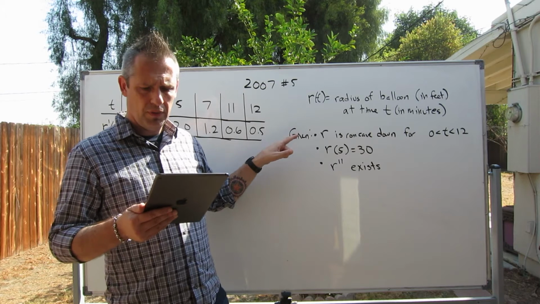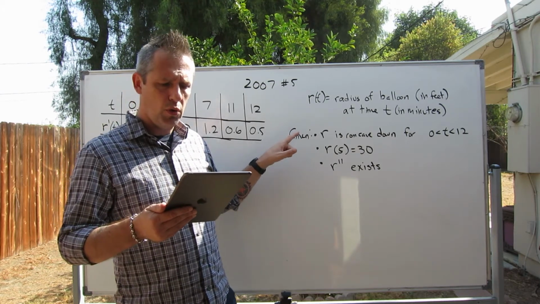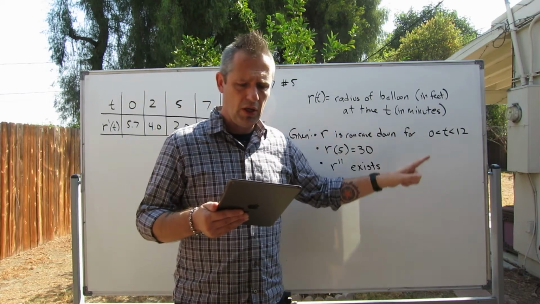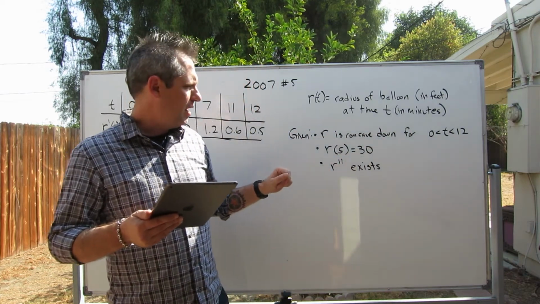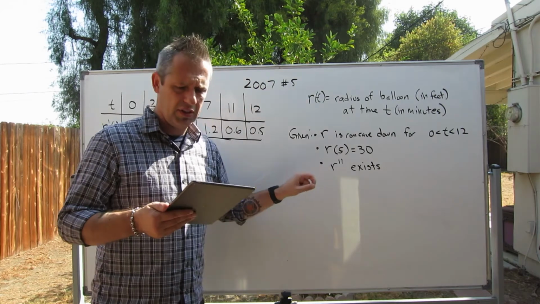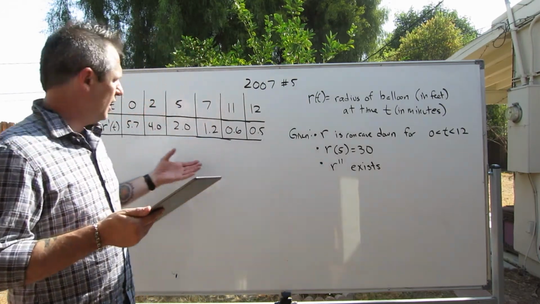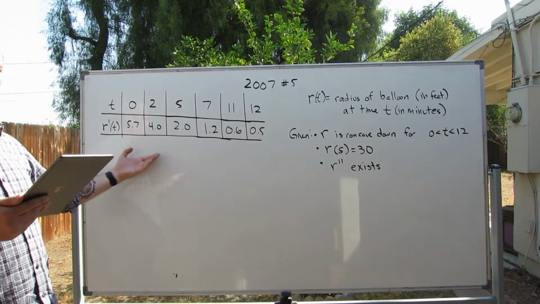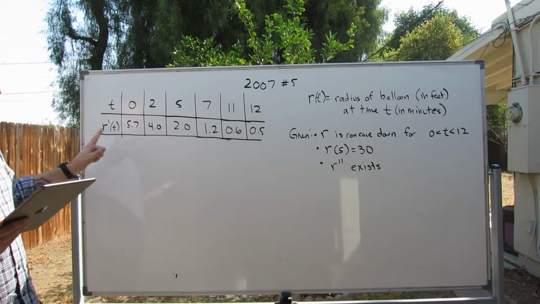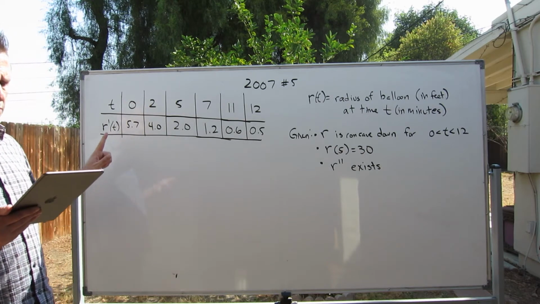We are told the graph of r is concave down from time 0 to 12 minutes, and we are told that the second derivative exists. It's twice differentiable. And here we're given a table of values for selected values of the derivative of r. So every one of these values is measured in feet per minute.